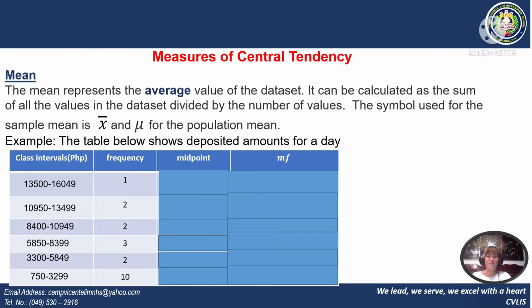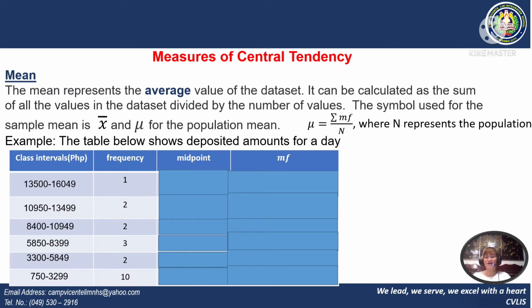Now let me give you the mean as one of the measures of central tendency. It represents the average value of the data set. So this time around, we are going to use the group data. It can be calculated as the sum of all the values in the data set divided by the number of values. The symbol used for the sample mean is X bar. Did you see the letter X with a bar? And the mu, which is a letter in the Greek alphabet that represents the population mean.